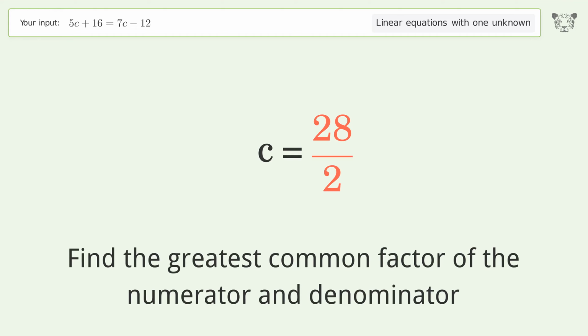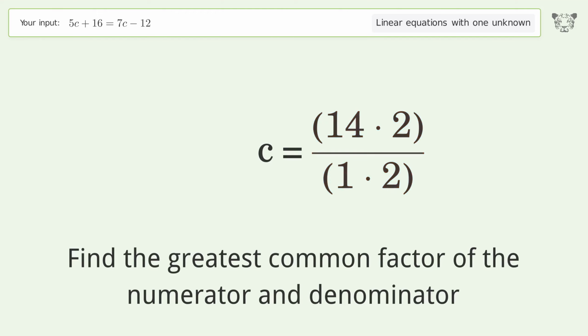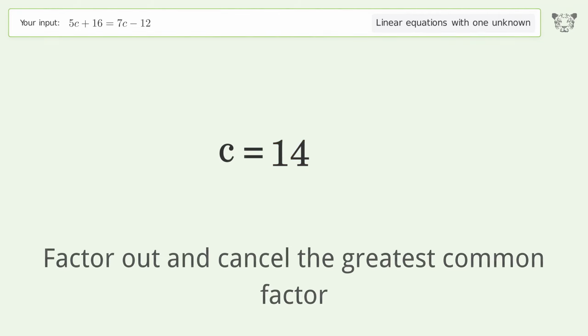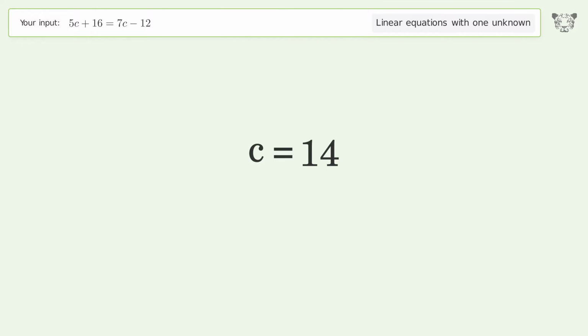Find the greatest common factor of the numerator and denominator. Factor out and cancel the greatest common factor. And so the final result is c equals 14.